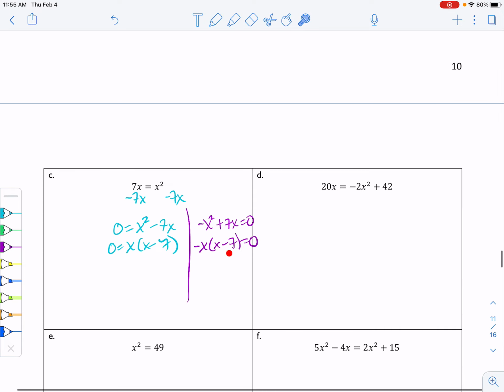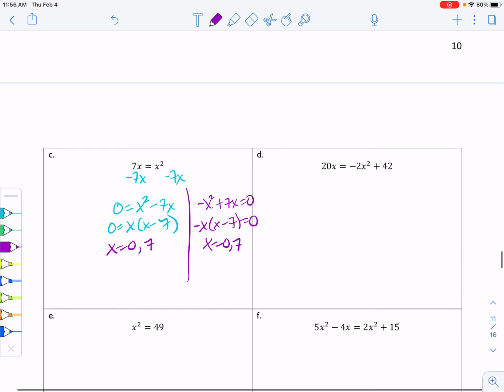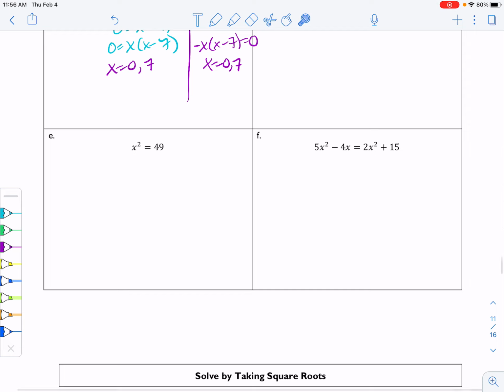So notice these look different, but when I solve this one, it doesn't actually matter because this would be plus nothing, and then divide by 1 or divide by negative 1. So nothing divided by 1 is 0, and nothing divided by negative 1 is still 0. So either way, you get 0 and 7 as your answers. Okay. Let's look at this one.